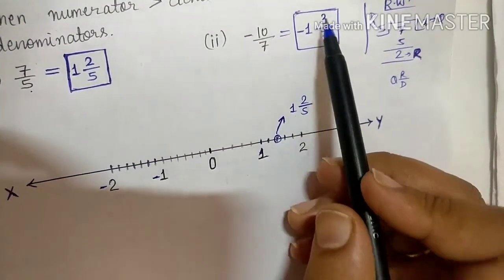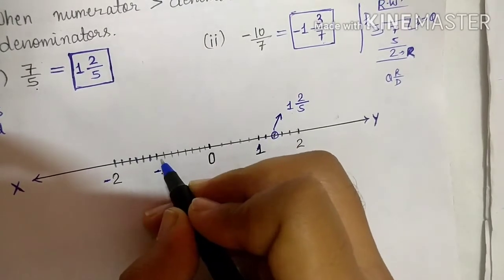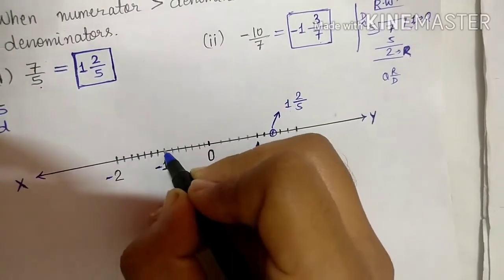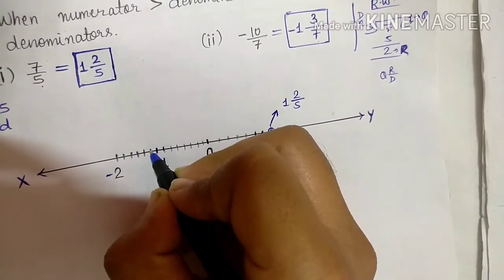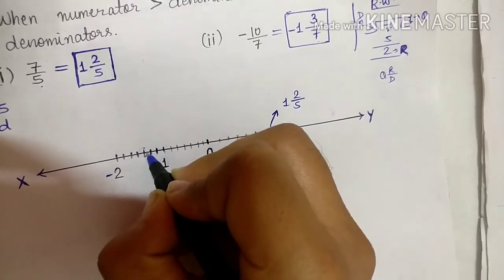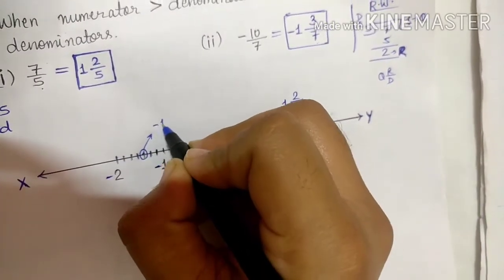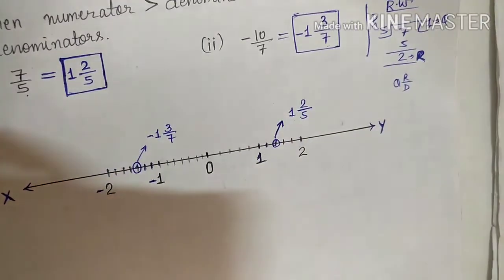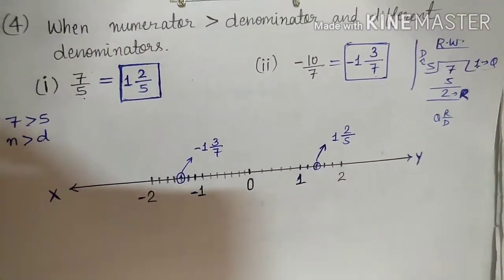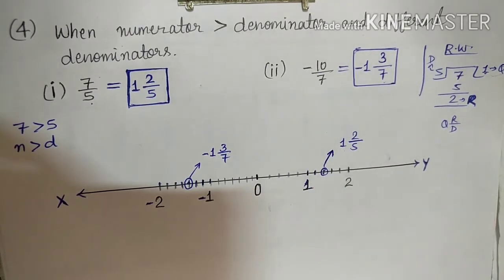Now what is the numerator? 3. So we have to count 3 from this minus 1, but after 1. After this minus 1, 1, then 2, then 3. This is the point. This is the point which is showing what? Minus 1 3 by 7. So I hope it is clear to you now how to represent these numbers, because I have told you all types. So now you can represent any number on the number line. There should be no difficulty.